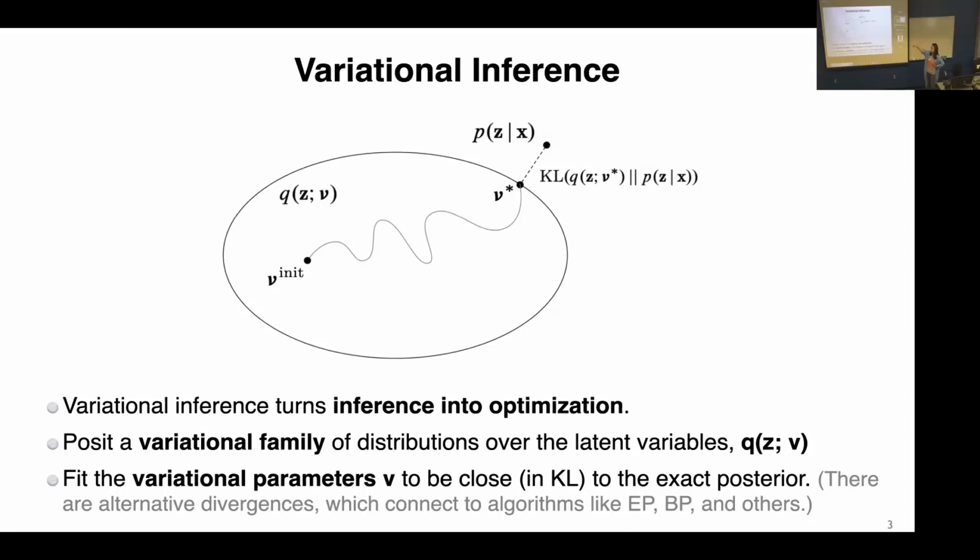The way you do that is you learn some Q that approximates P(Z|X) by minimizing the KL divergence. So in an ideal case, your family is broad enough that you cover P, so your KL will become 0. So the math I understand.